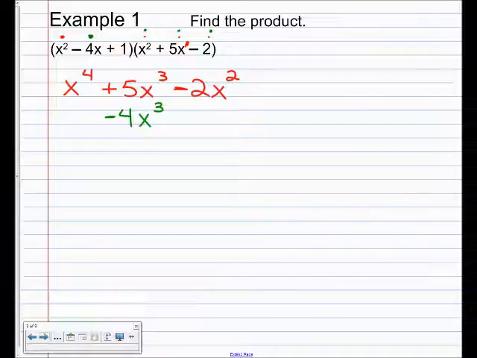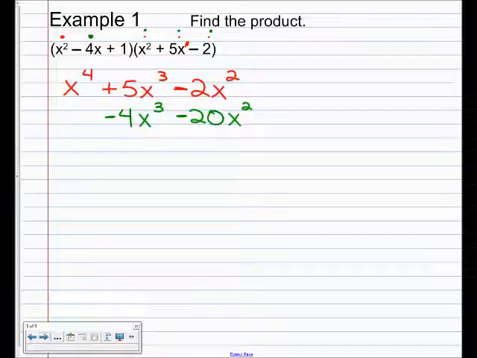Yes. Okay. Negative 4x times 5x. Negative 20. Make sure we're including that x. Negative 20x squared. X times x is x squared. And finally, negative 4x times negative 2.